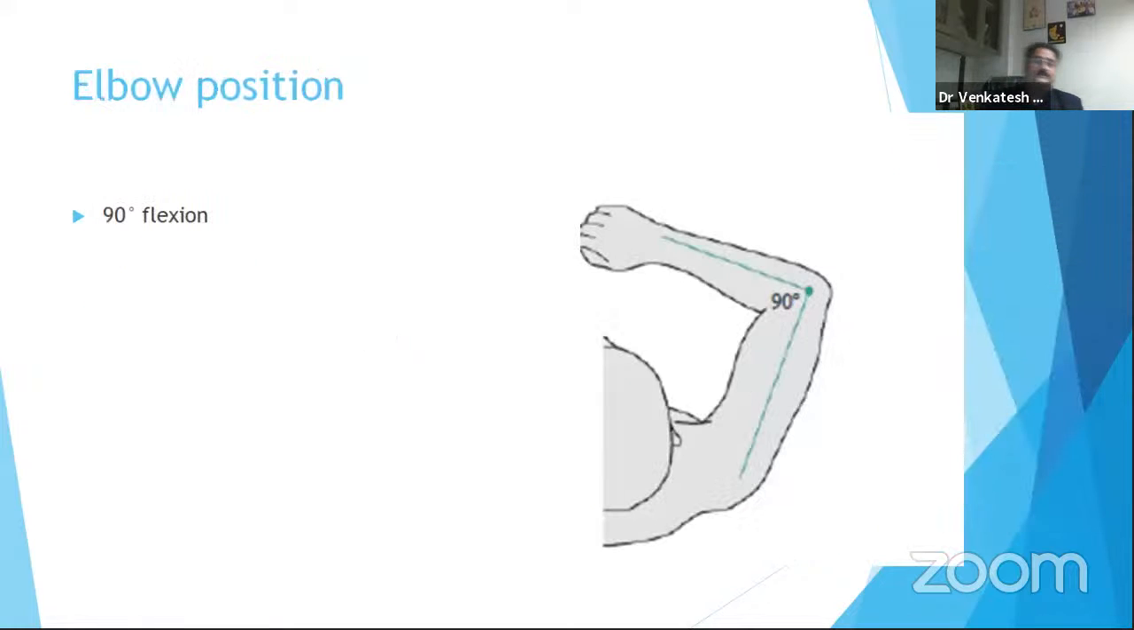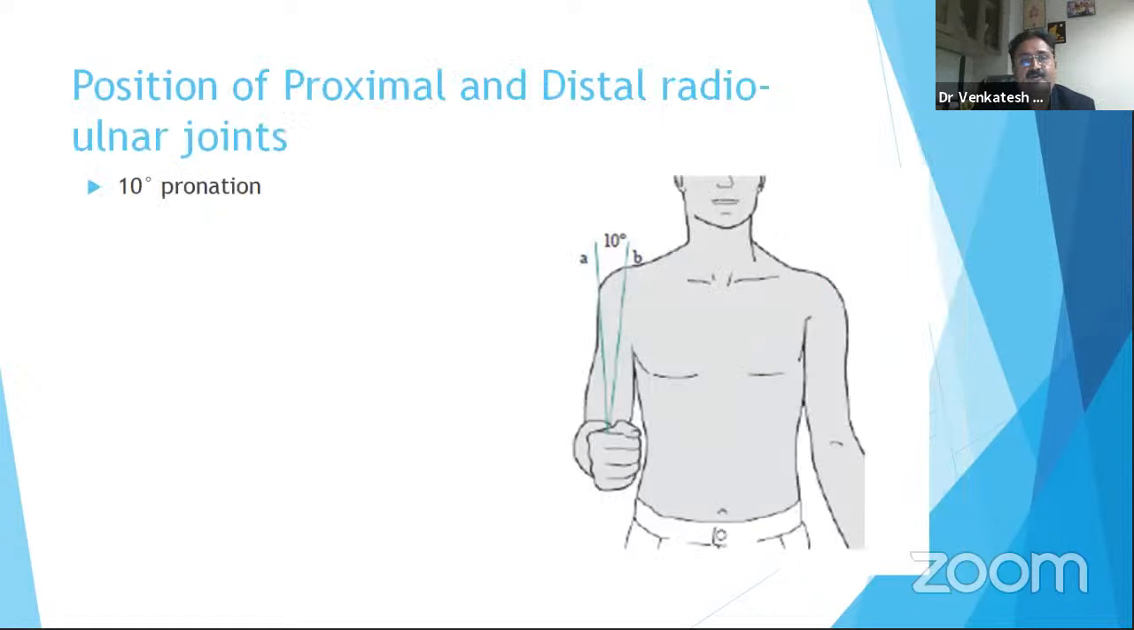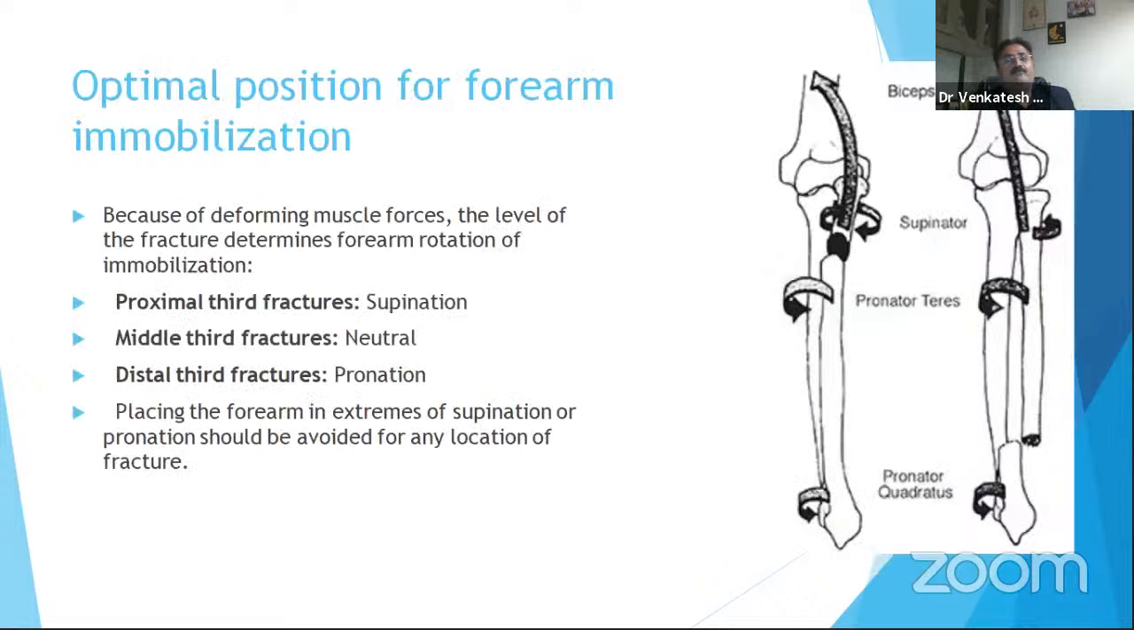Coming to elbow position, we keep it at 90 degrees of flexion, both right and left. Whereas in other situations it is kept at 20 to 30 degrees, for immobilization in plaster it is 90 degrees of flexion for both right and left. Coming to the position of the proximal and distal radioulnar joints, it is 10 degrees of pronation. So this is the optimal position for forearm immobilization, that is, forearm fractures.